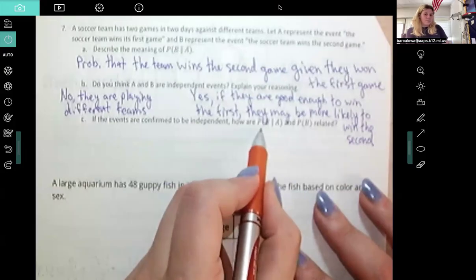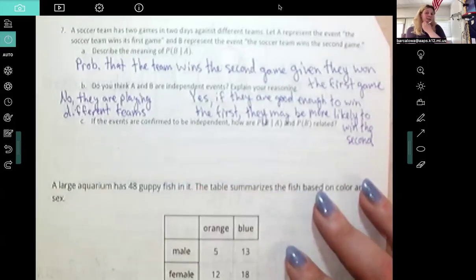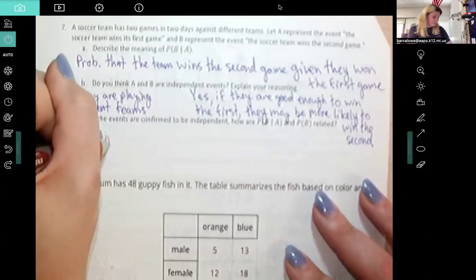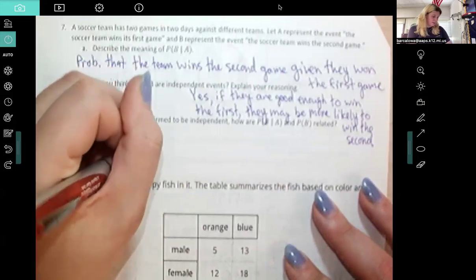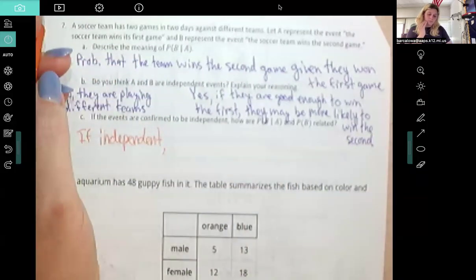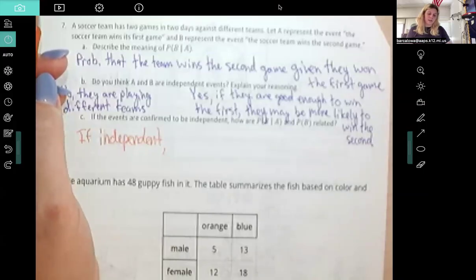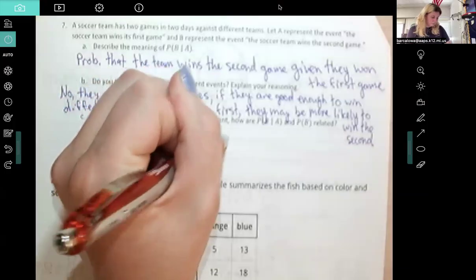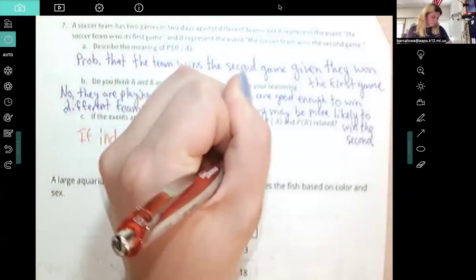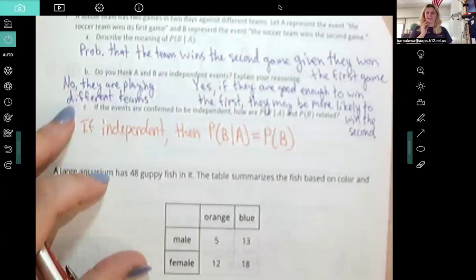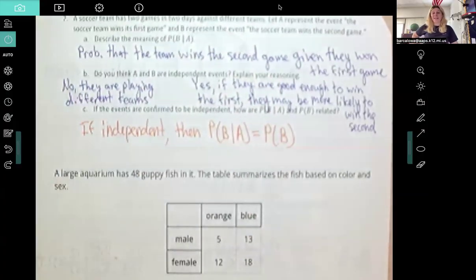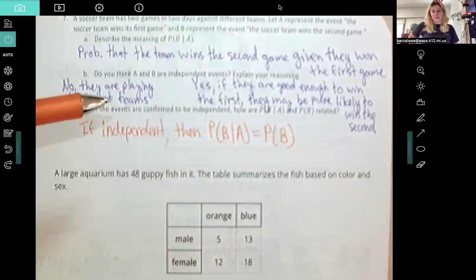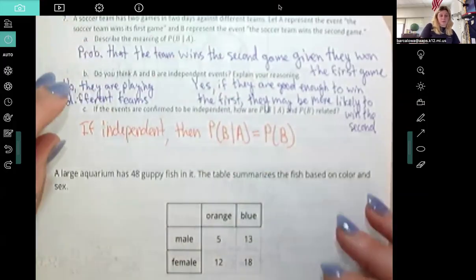So if the events are confirmed to be independent, how are the probability of B given A and the probability of B related? If independent, then those two probabilities are equal. I know it's kind of weird because we swapped A and B, but that is our independence test. If this is true, then those two events are independent, if those values are equal.